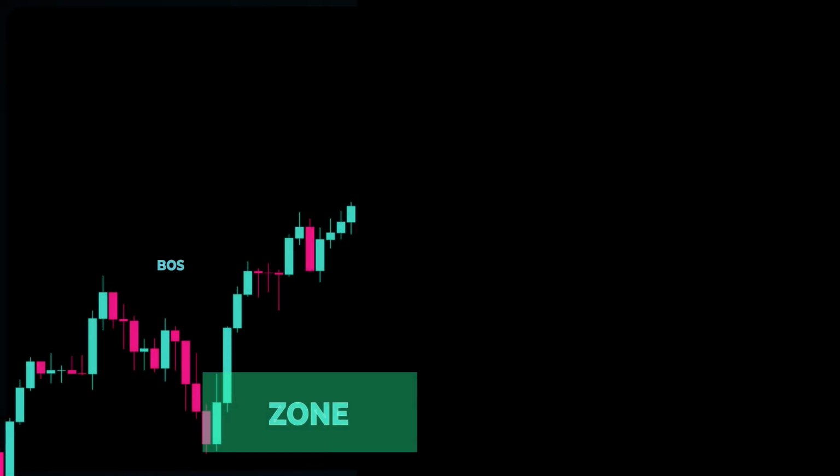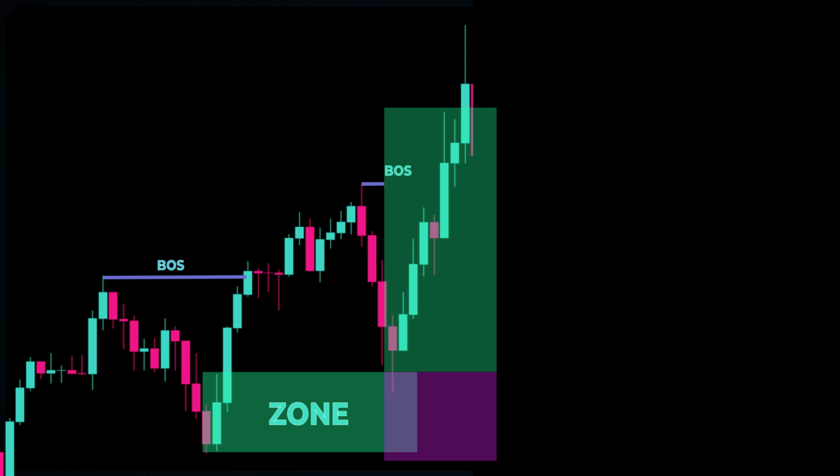Here you can see this demand zone broke the daily swing high. So then when price returns to the zone, there is enough demand within there to break the next swing high.